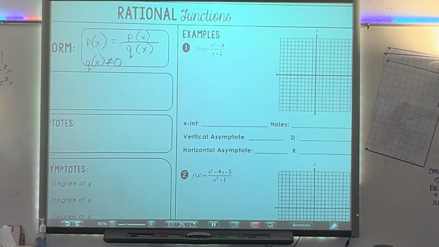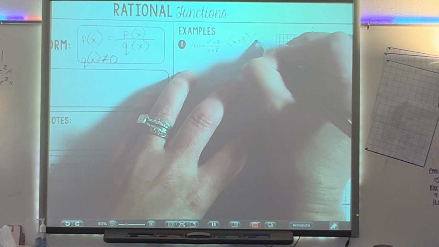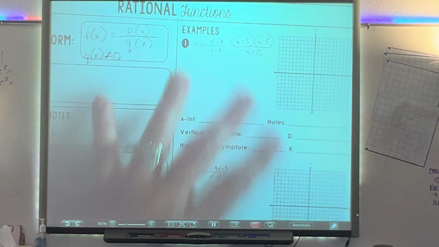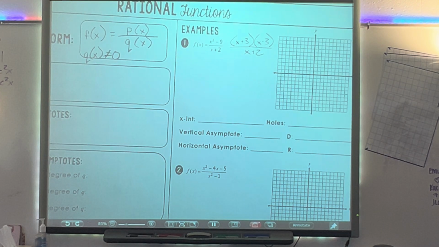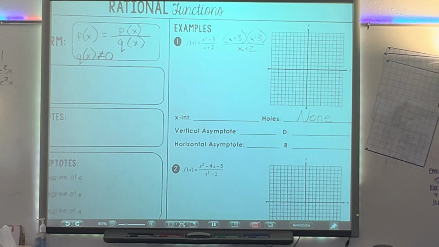So when I look at problem number 1, my denominator does not factor, but my numerator does. How does it factor? x plus 3 and x minus 3, and then I have over x plus 2. So in this problem, do I have any common factors? No. If I don't have any common factors, that means I don't have any holes. Does that make sense? So here, I have none. Are we all right with that?